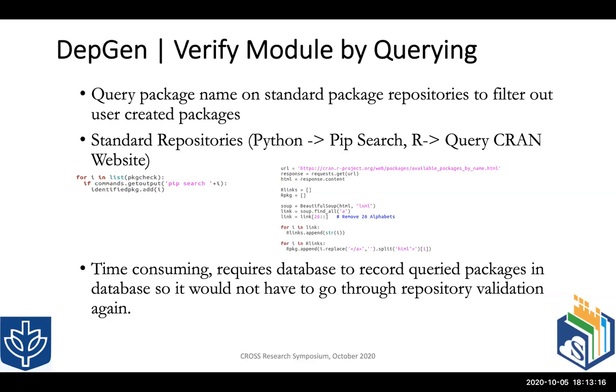For Python, you can use pip search, and for R, you can query CRAN on the website to determine which particular package a given file belongs to. Now, this is a very slow process. We realized that generating documentation can be roughly a 10 to 15 minute job. So we do not want that, and we build an internal database so that if we have queried for a given file, we don't query it again.